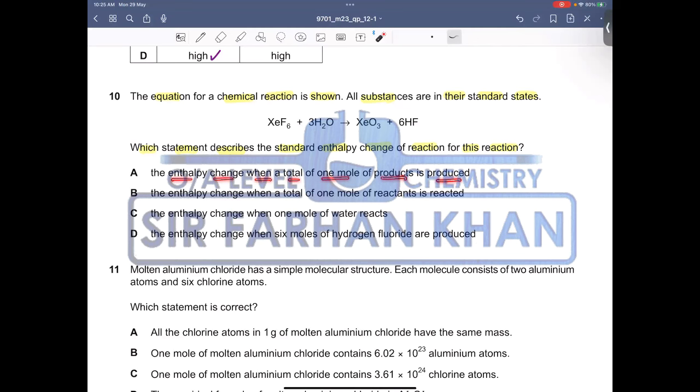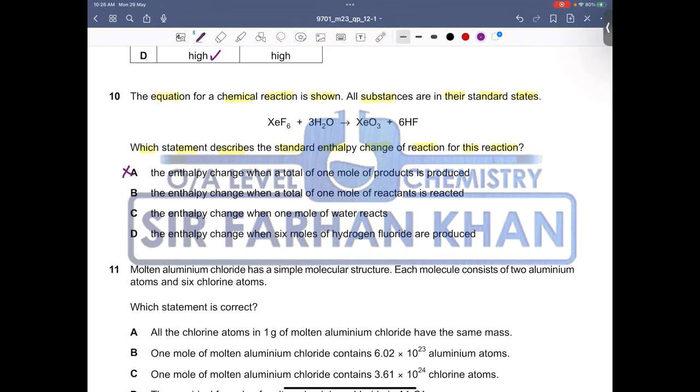Total of 1 mole of product is not possible, because over here we have total 7 moles, 6 here and 1 here. So basically we have total 7 moles of product. It is saying 1 mole of product. So that's not basically the definition with respect to this equation, and therefore we cannot opt option A.